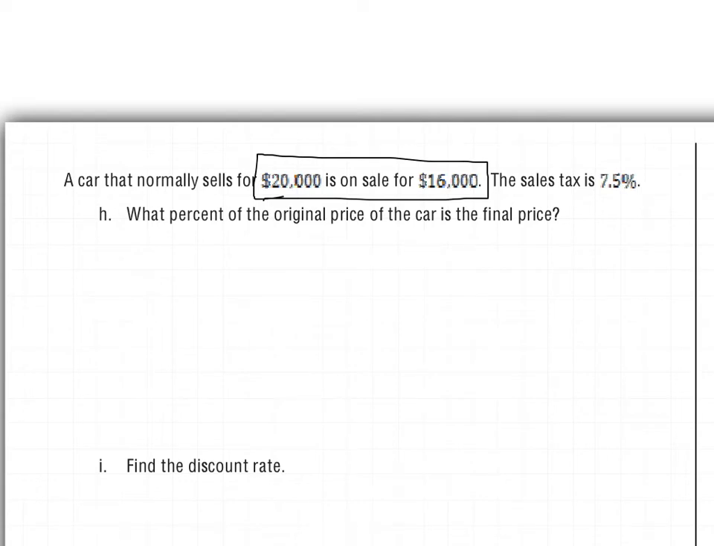So there's a couple of different ways to think about this. One is to think about what is the percent of the original price that the car is. So we're going to have to do this the way that it asks us to do this. So this is percent of original price is the final price. Go ahead and set that up into an equation and solve it. Find out what percent of the original price is the final price. Do that on your own.